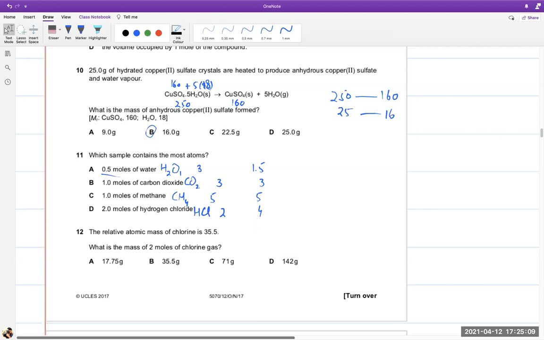Okay. The relative atomic mass of chlorine is 35.5. What is the mass of 2 moles of chlorine gas? What is it testing here? It is testing 2 things. One, it wants to check that you know that chlorine gas is diatomic. Okay? That's the first thing. And secondly, it's trying to use the idea that if you have 2 of this, how much will be the total mass? So it's going to be 4 times 35.5, which is going to be 71 times 2, 142. Okay, so that's what they are testing. 2 things.